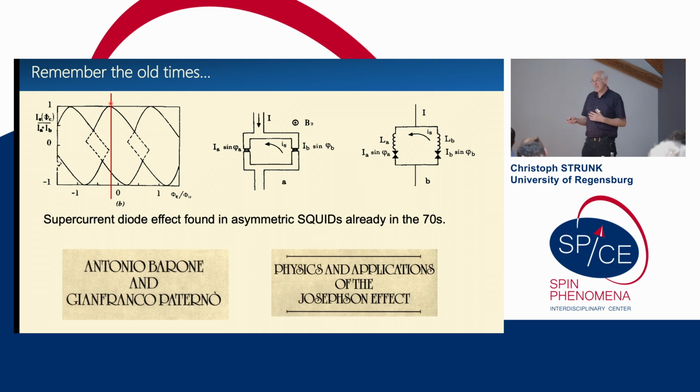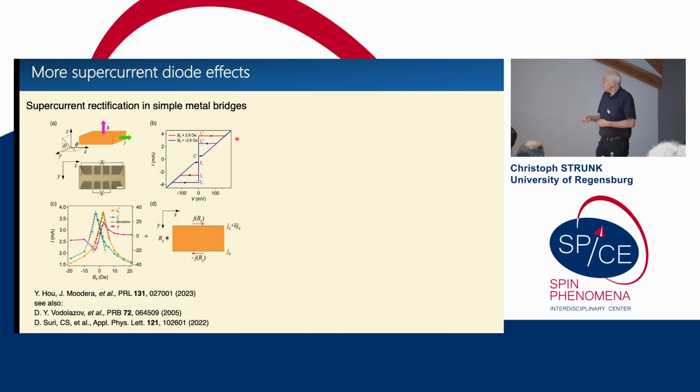So my approach to this topic is, if you wish, the counterpart of the semiconductor diode, where symmetry breaking occurs on the macroscopic scale because of these two unequal junctions. And the question is, is this possible also on the atomic scale? And the answer is yes, if you include spin-orbit interaction.